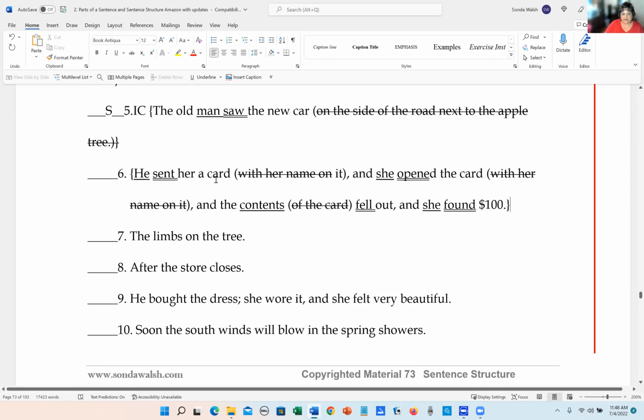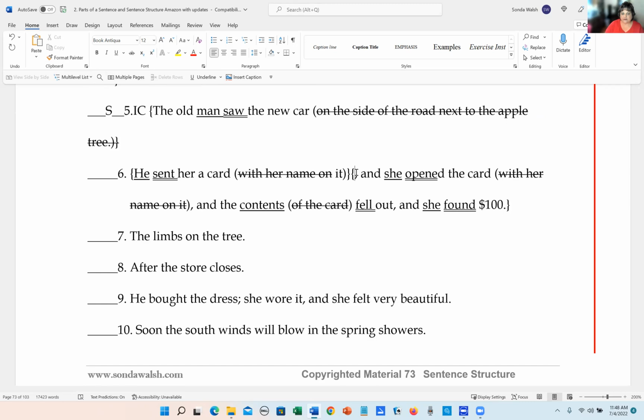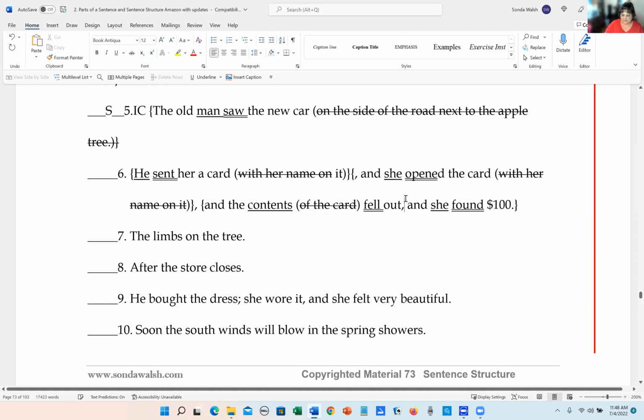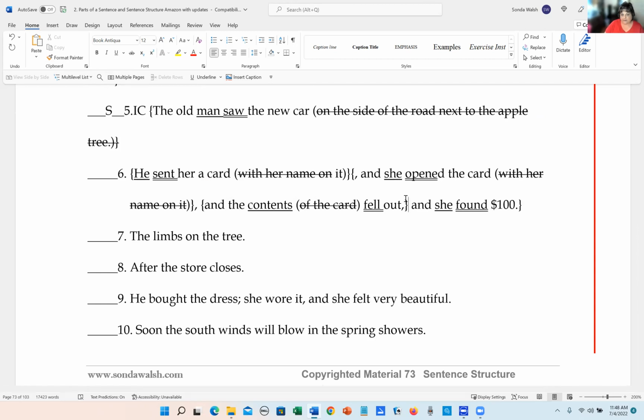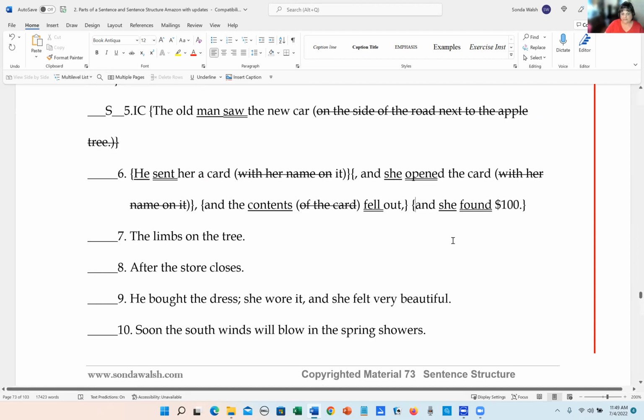He sent her a card. Okay, I'm going to go ahead and include this prepositional phrase and I'm going to break it right here at this comma. Okay, and then I'm going to start my new clause right here. And I'm going to break it right here at this comma. I'll put a new one right here. And I'll break it at this comma. And there.